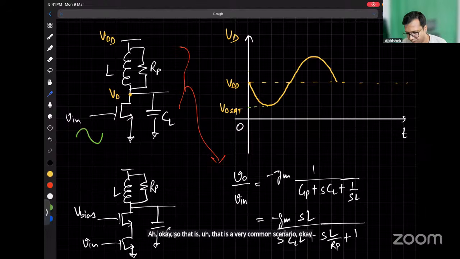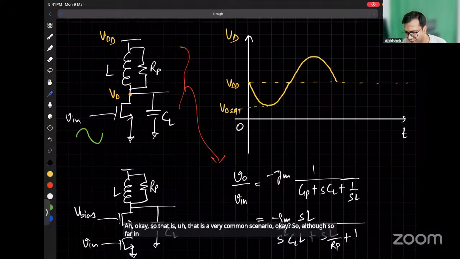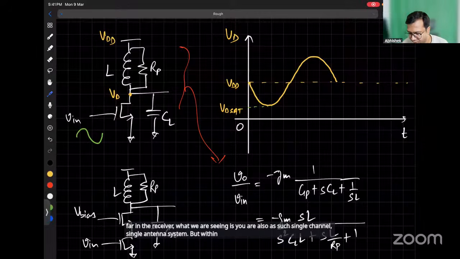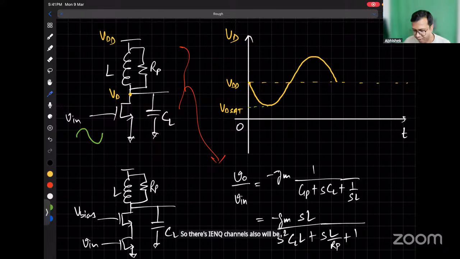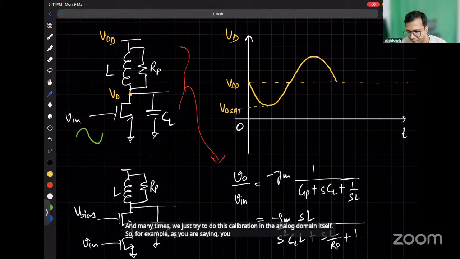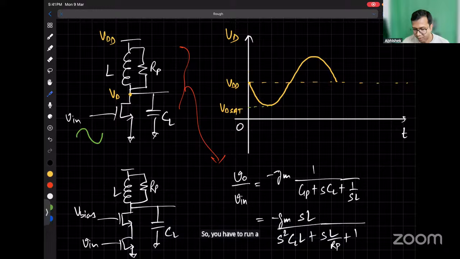So far in the receiver, what we are seeing is a single channel, single antenna system, but within that also, you might have seen we have I and Q. Those I and Q channels also will have some mismatch in gain as well as phase. So we have to do calibration, and many times we try to do this calibration in the analog domain itself. For example, as you are saying, you have a variable gain in the two paths, correct? So you have to run a calibration loop to make sure that the gain in both paths is equal.